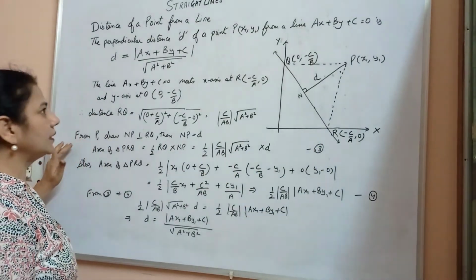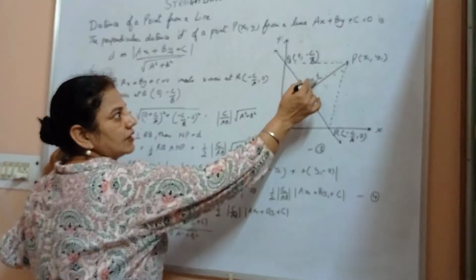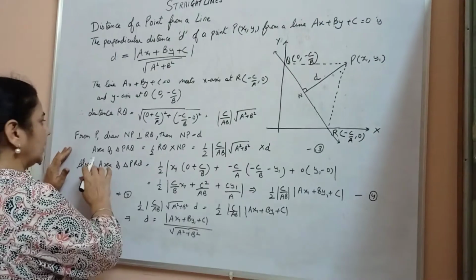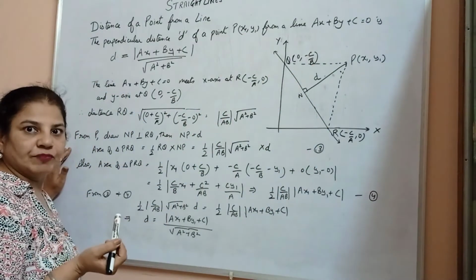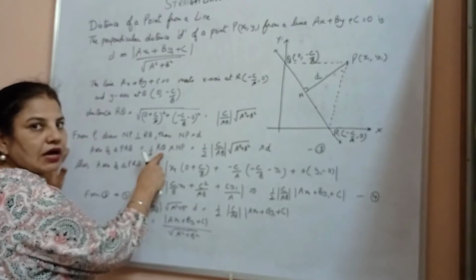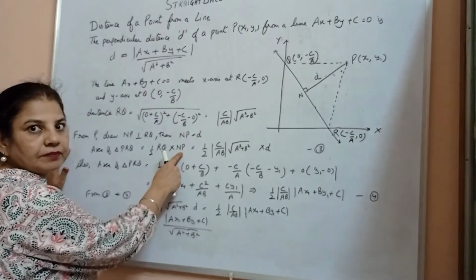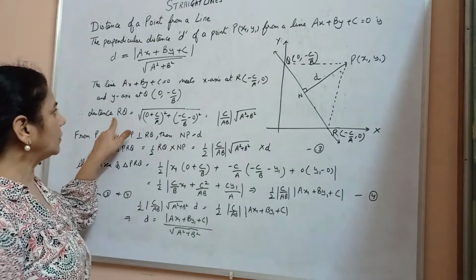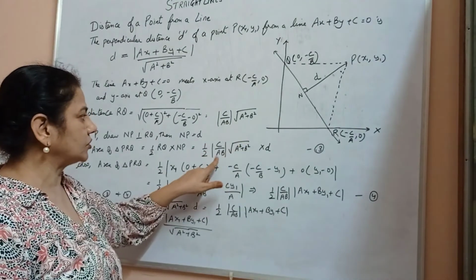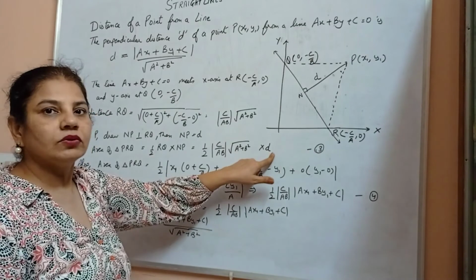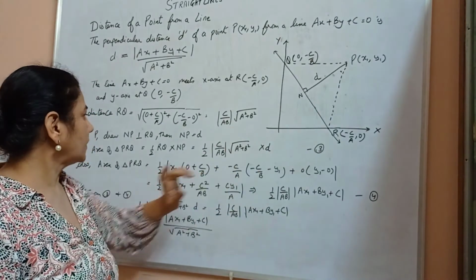Now the perpendicular distance PN is given as, say, d. Then the area of triangle PRQ is given as half base into height, so half base RQ into height NP. RQ we have calculated as C upon AB under root A square plus B square. We substitute the value of RQ and the distance NP.